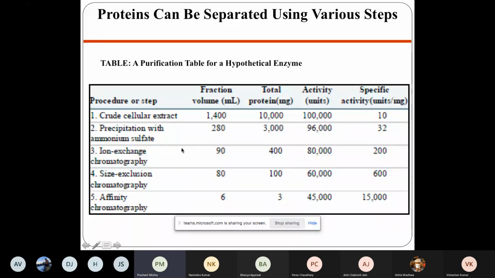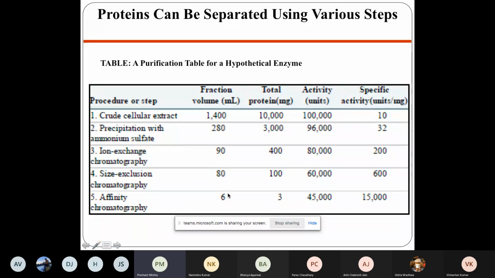Next is ion exchange chromatography. From this step to this step, you will again see the loss of the total protein, so you are reducing the volume as well as the protein concentration. Continuously you are reducing the volume, the protein concentration, and your activity is reducing. But what you are finding is that your specific activity keeps on increasing. Each step, you find your specific activity is increasing. That means in that fraction, your protein of interest is increasing.